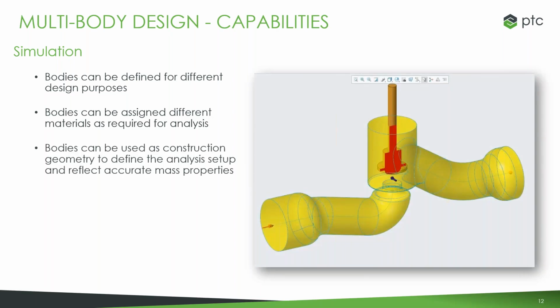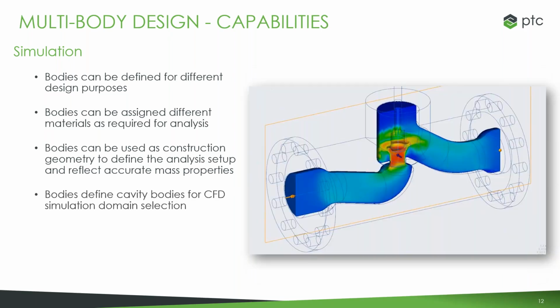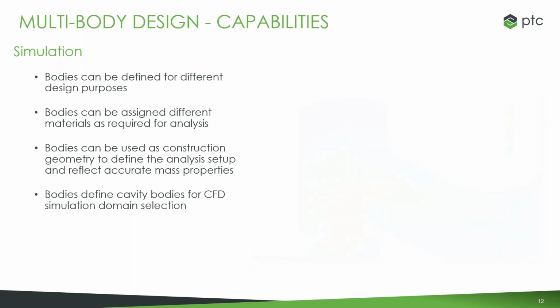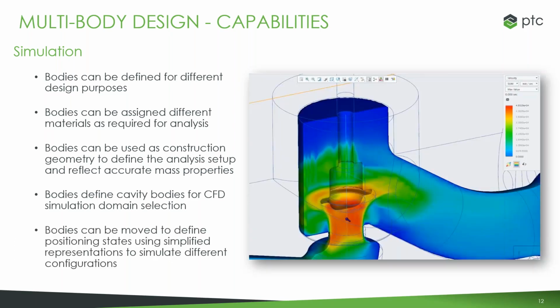Bodies can be assigned different materials as required for analysis. Bodies can be used as construction geometry to define the analysis setup and also to reflect accurate mass properties, because construction bodies have no mass. Bodies can define cavity bodies for CFD simulation domain selections. Also, bodies can now be moved to define different states, or like I said, we can apply the simplified representations to create different configurations.